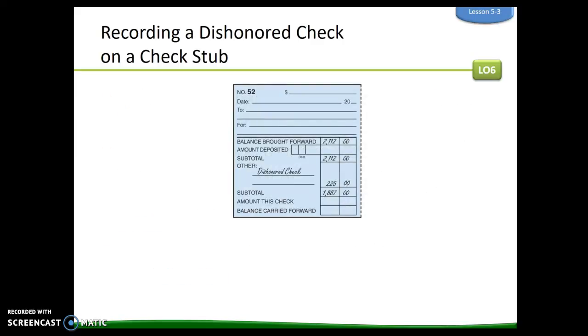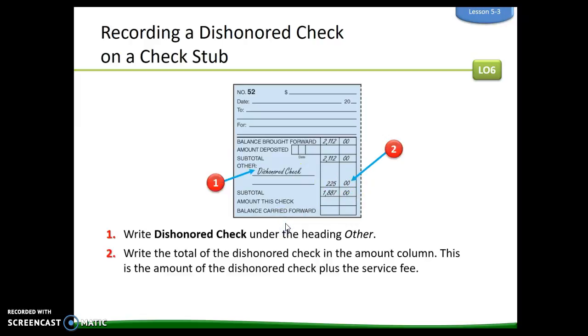Okay, so first thing you're going to record the dishonored check on the check stub, very similar to how we did a service charge. So if you notice here, you're going to write dishonored check, write the amount, 225, and obviously we're going to subtract it.